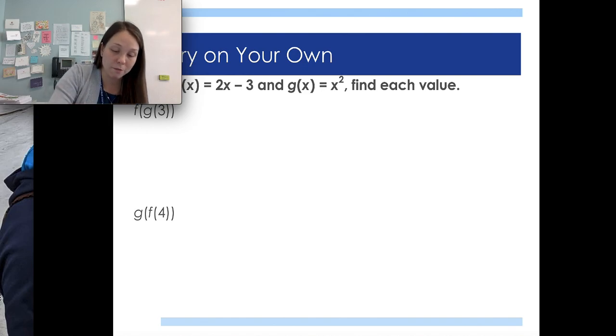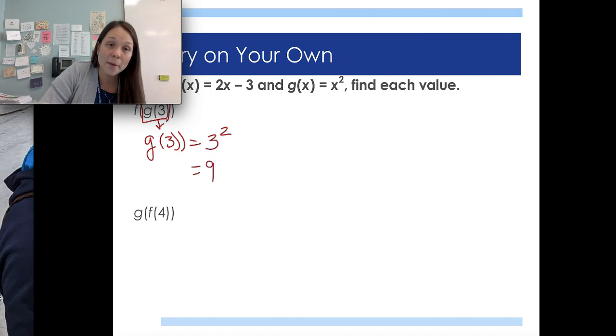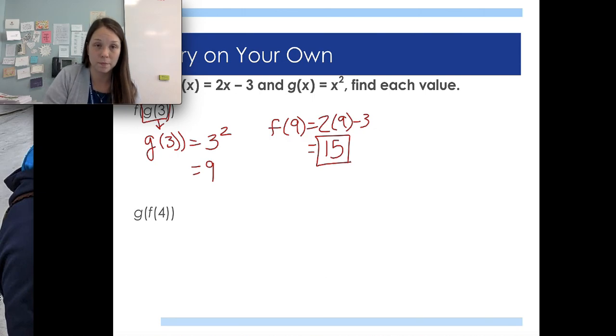So f of g of 3 means I'm first going to find g of 3. I'm going to find g of 3 first because that's what's on the inside. G of 3 means I'm taking 3 squared, which is 9. So now I'm going to take 9 and plug that into function f. So 2 times 9 minus 3. And that is going to give me 15. So my final answer is 15.